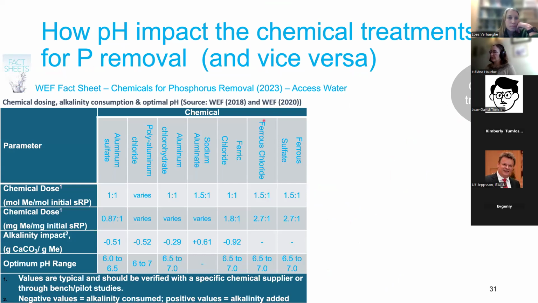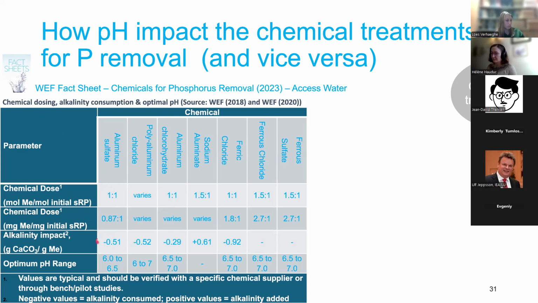So you can find it on the web. And this table comes from it. So on the waterline, we add some aluminum, ferric, or ferrous salts in order to precipitate or to remove phosphorus. And those salts, for most of them, so I won't comment about the chemical dose. You can find a lot of information in the fact sheet. But what I want to comment is this alkalinity impact.